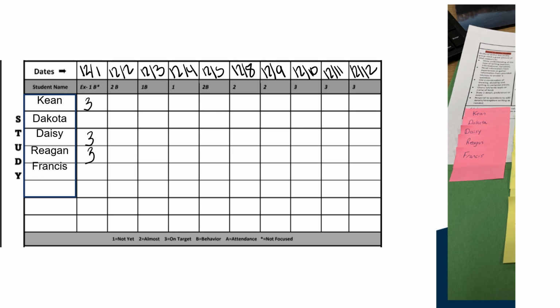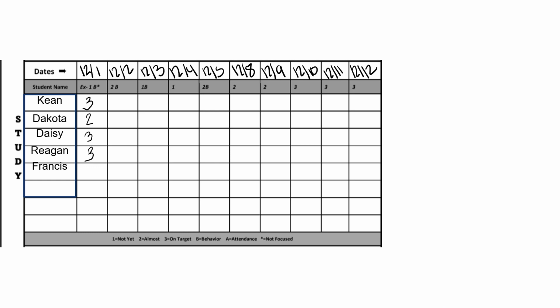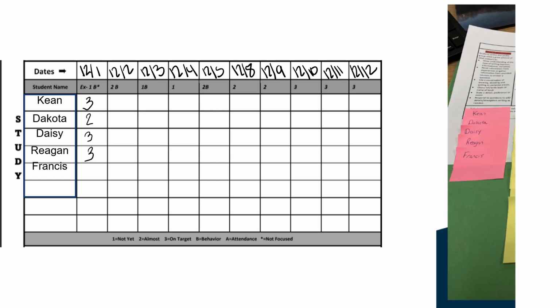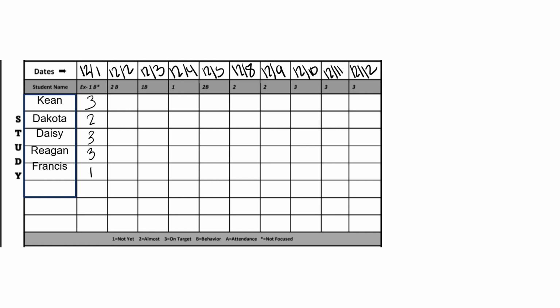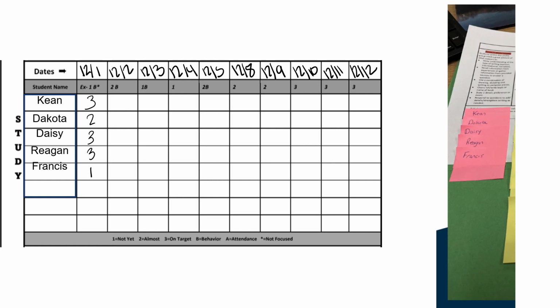Are they participating successfully? If yes, I'd write a 3 next to their name if they're on target. Are they almost successful with these activities and just need a little more practice? If so, I'll write a 2 next to their name. Are they struggling and frustrated with the activities? If so, I'll write a 1 next to their name.